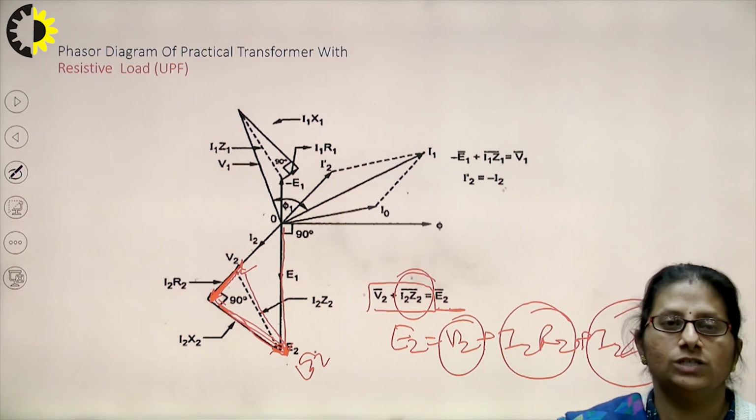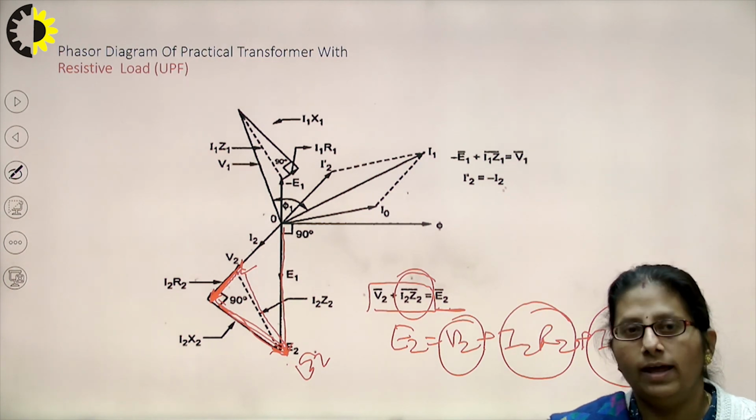In the next lectures, we will be discussing it with the capacitive load and with the inductive load.